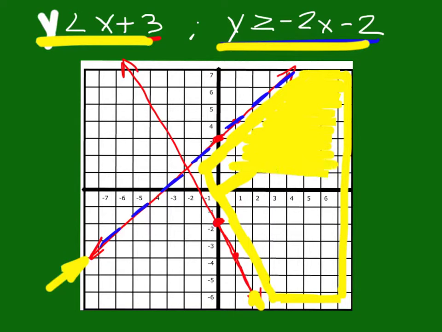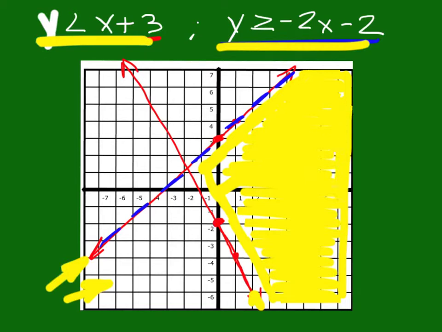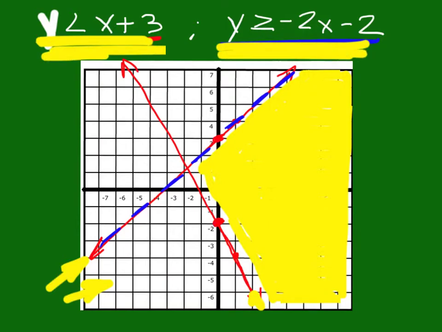You do not have to shade in the back part here because it's not going with both of them. It goes with one but not with both. So this is the area you would shade in. You don't have to put in all of it, just be neat. I'll go ahead and fill in the rest of this, and that would be your solution. Any point in that yellow area would satisfy this one and this one.